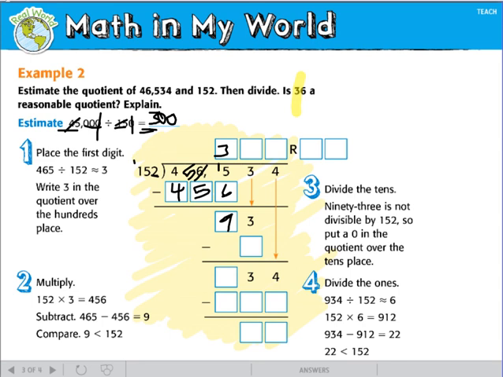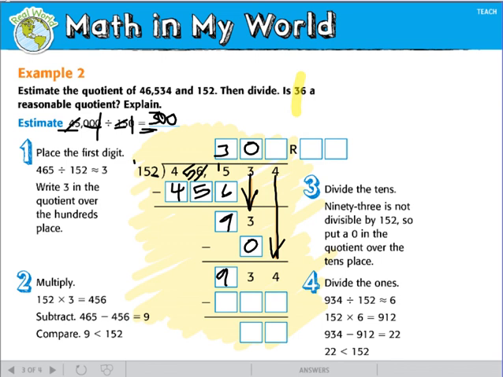152 cannot go into 93, so I have to put a 0. I bring it all down. See, there's my 3 that I brought down. Now I bring down the 4 to put at the end. 934. Again, this is a very, very large number, so I'm only going to look at 93 and 15.